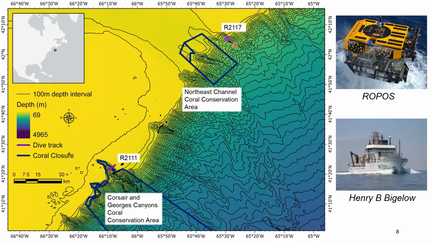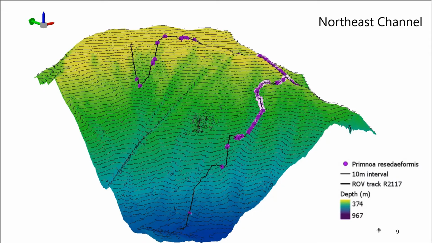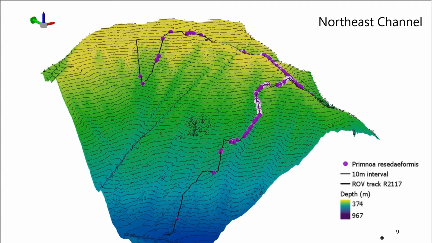The next dive, R2117, was in the northern section of the Northeast Channel and occurs just outside the northern boundary of the coral closure. This is an animation of the second dive. The dive started around 800 meter depth and ascended the gently sloping valley walls.